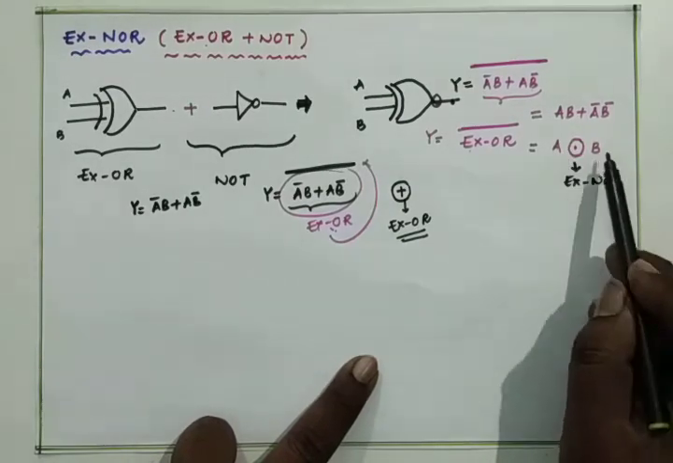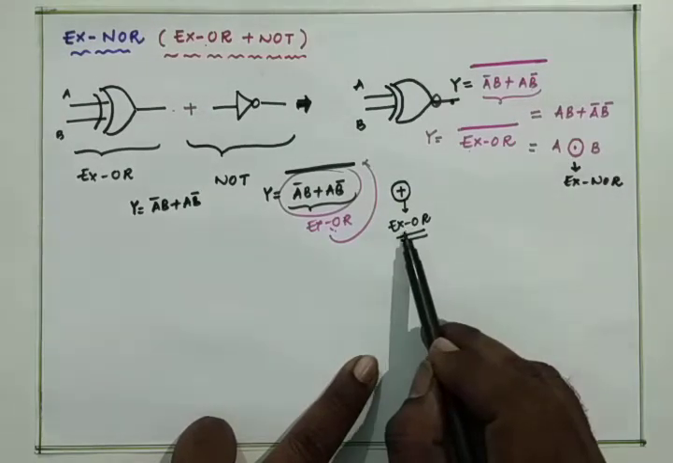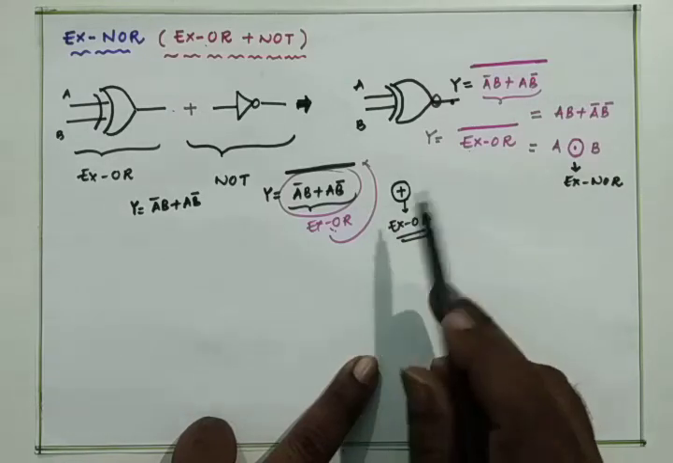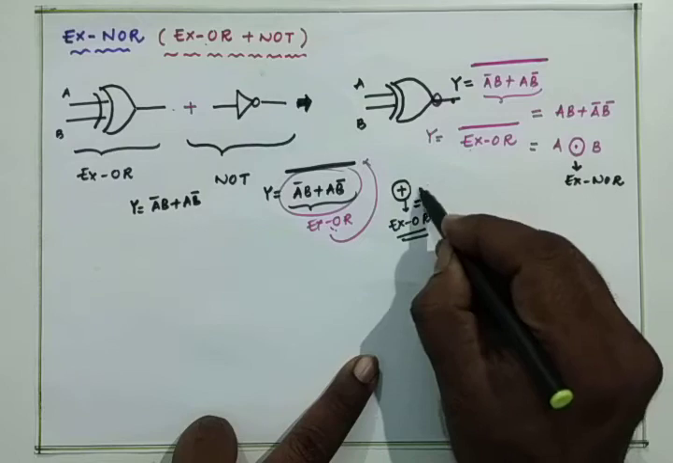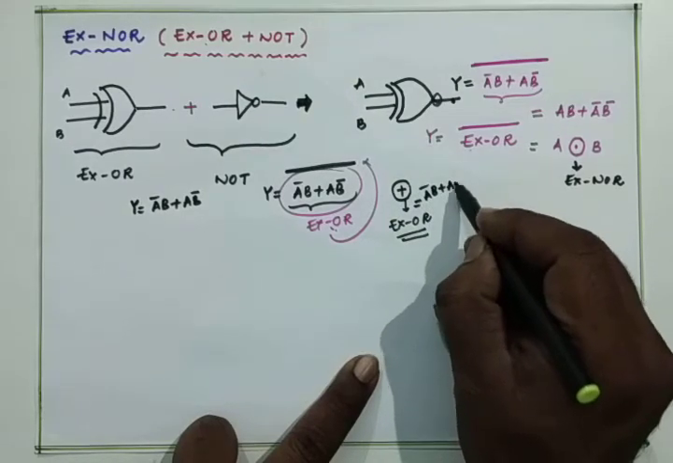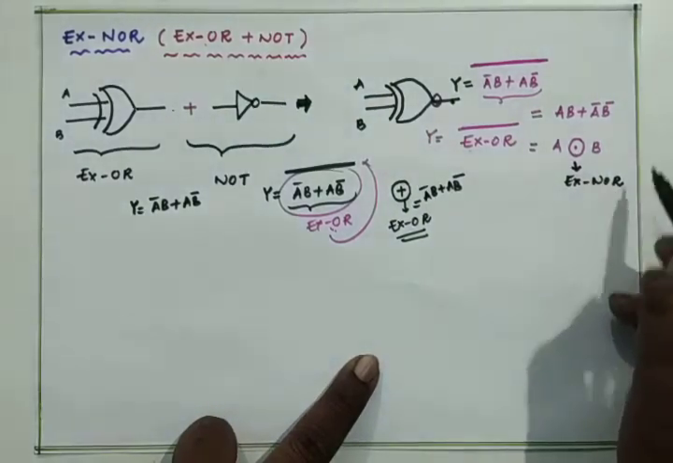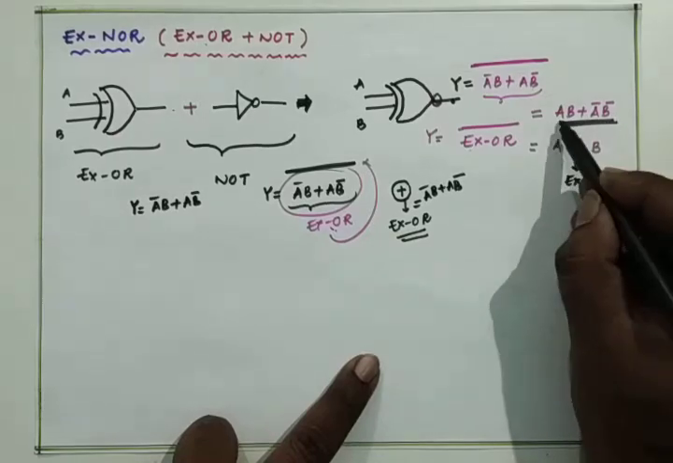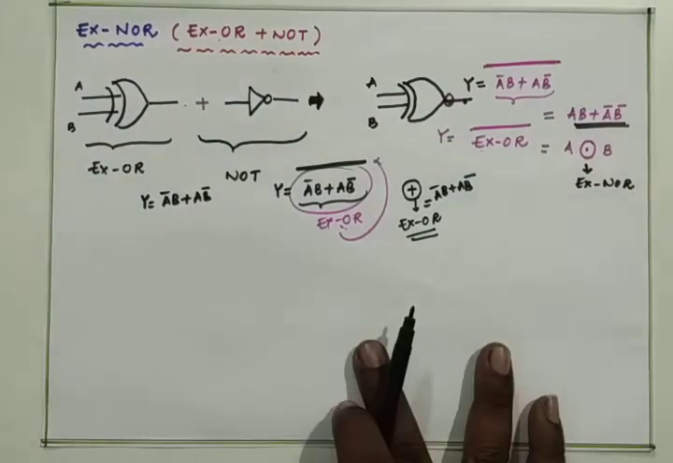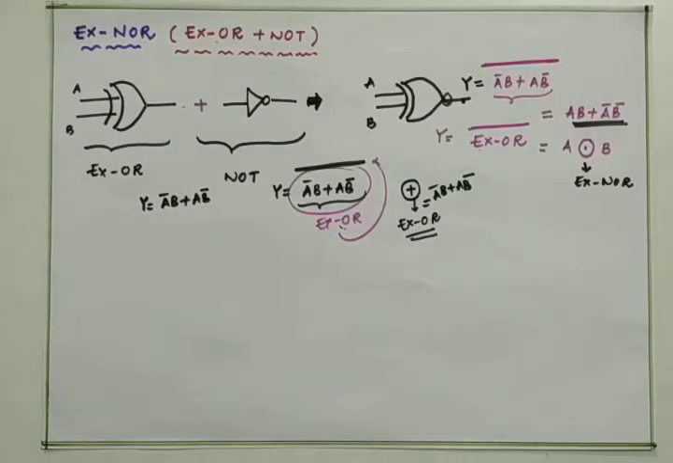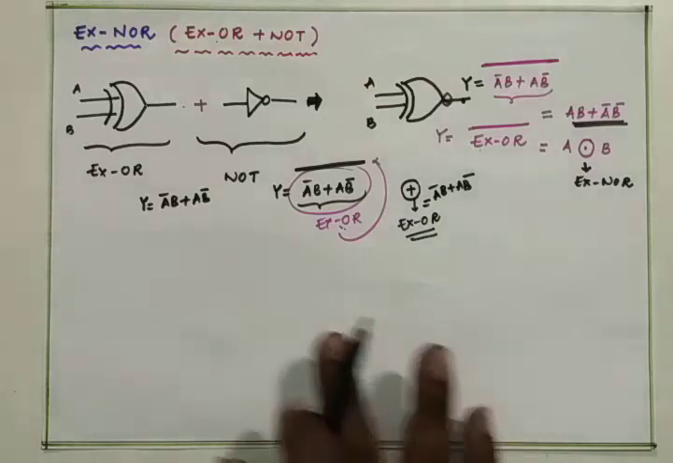A exclusive NOR B. How can we pronounce it? A exclusive OR B is equal to A bar B plus A B bar, whereas A exclusive NOR B is equal to AB plus A bar B bar. Then we can go with the truth table of this exclusive NOR gate.